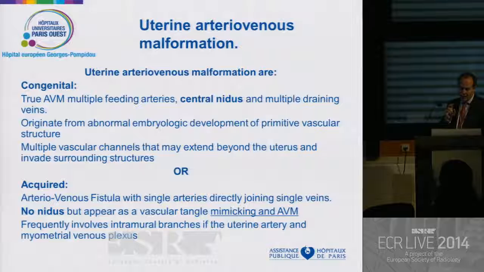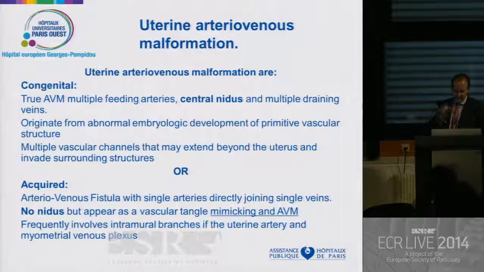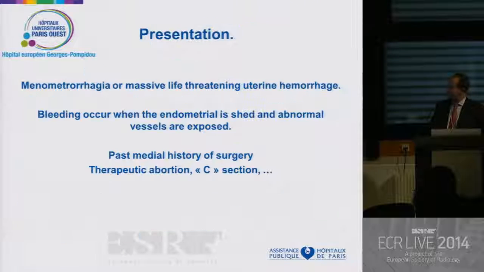For the acquired arteriovenous fistula, mostly they are related to some surgery or other things, and they look like a single artery mimicking an AVM, but there is no nidus. This is the big difference: there's no nidus. And they frequently involve the intramural branch of the uterine artery and the myometrial venous plexus.